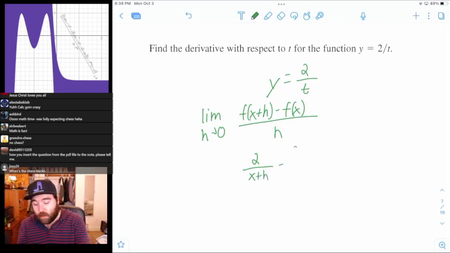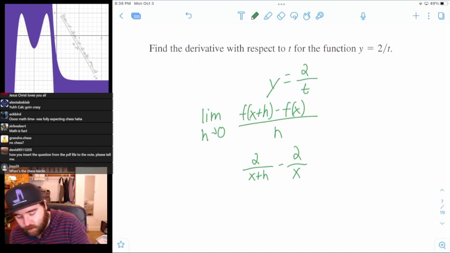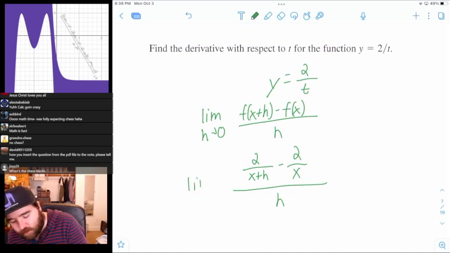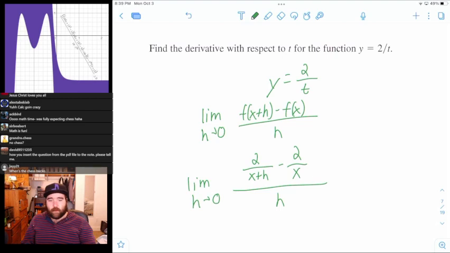So I'm going to go ahead and do it in terms of x. Just know that we're doing x. It's supposed to be t, but the variable you use doesn't really matter. So 2 over x plus h minus 2 over x, over h. And so again, it's the limit. So it's just one of these classic limits. We just got to simplify. And then once we simplify, we'll be able to plug in 0.